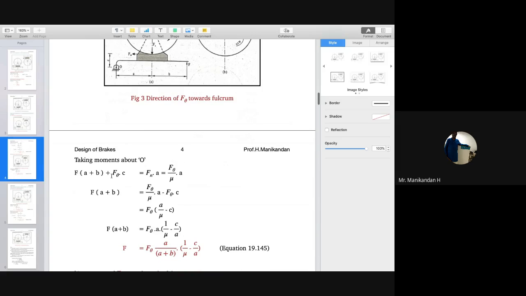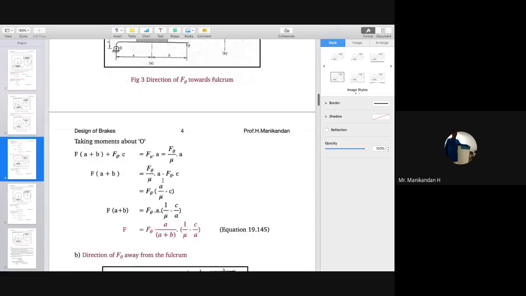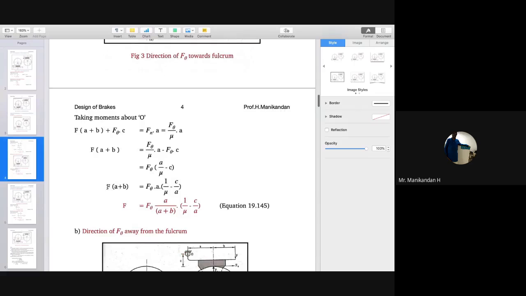Now I rearrange it. I bring F theta to the right hand side. So F into A plus B is equal to F theta by mu into A minus F theta into C. Take F theta commonly outside, so A by mu minus C. Take A also commonly outside, so we get 1 by mu minus C by A. The applied force F is equal to F theta into A by A plus B into 1 by mu minus C by A. This is the formula for calculation of applied force when F theta is directed towards the fulcrum.